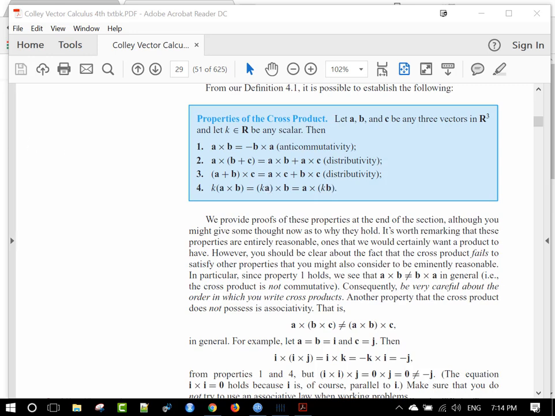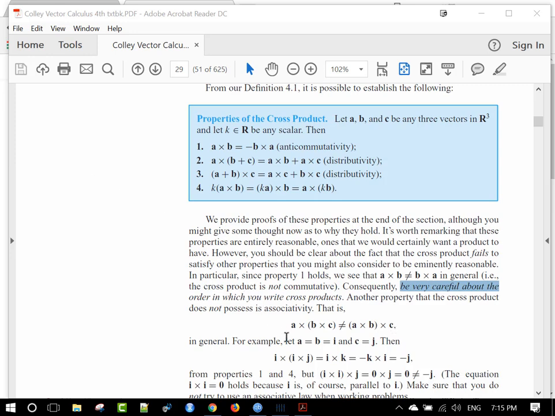Here they just warn us that A cross B is not equal to B cross A. So they say you have to be very careful about the order in which you write the cross product. And then they say that we don't have associativity, which is kind of surprising in a way. That is, if you do B cross C first and then do A cross that, it's not equal to A cross B and then cross C.